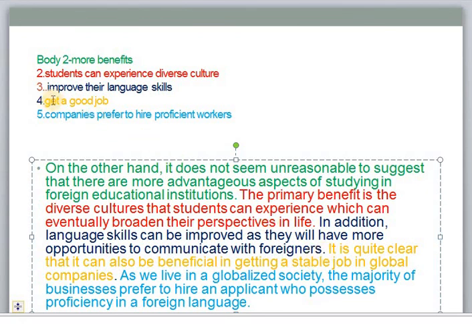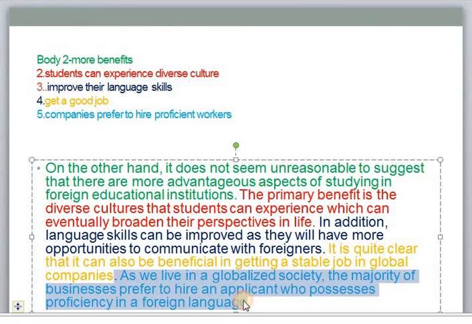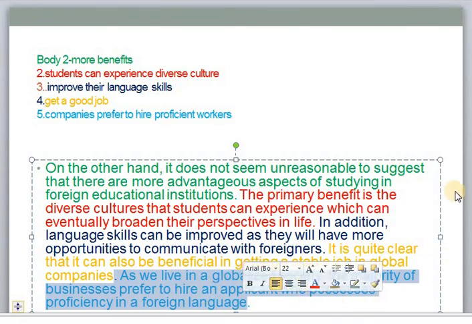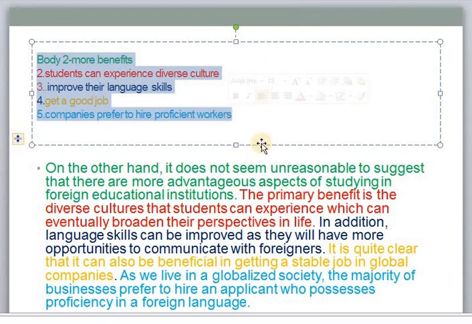So the yellow one, get a good job. That's the third benefit. It is quite clear that it can also be beneficial in getting a stable job in global companies. And then this one, this is just the details. As we live in a globalized society, the majority of businesses prefer to hire an applicant who possesses proficiency in a foreign language. Okay, so try to follow your plan so that you will not go off topic. Okay?